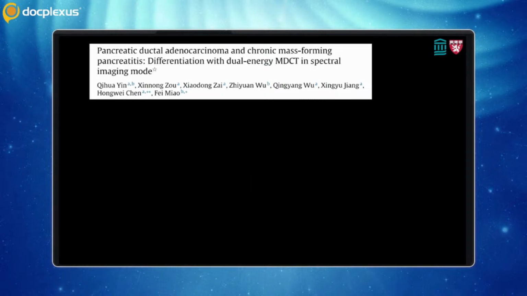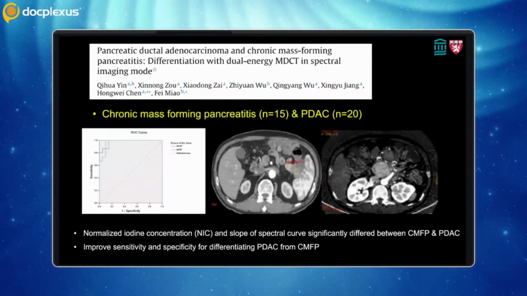Now, in patients with chronic pancreatitis, one of the commonest challenges is differentiating chronic mass-forming pancreatitis from pancreatic ductal adenocarcinoma. Studies have shown that using iodine quantification and the slope of the spectral curve when you do a dual energy CT acquisition can allow differentiation of chronic mass-forming pancreatitis from pancreatic ductal adenocarcinoma.